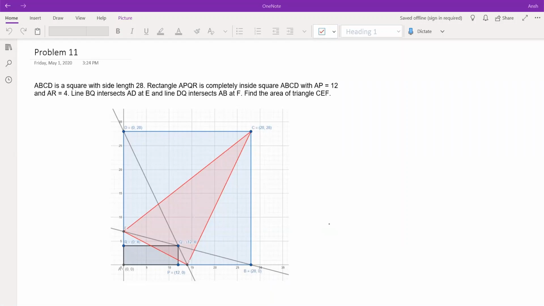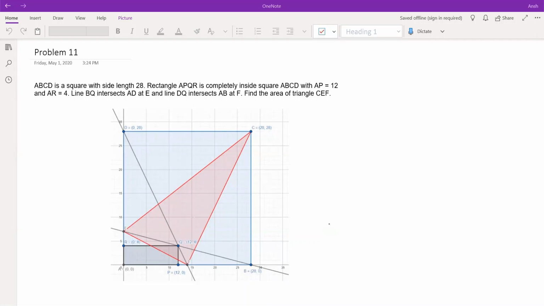So now it asks us for the intersection of BQ and AD and DQ and AB. And this is a telltale sign that we should use a coordinate bash, since it's asking us to find intersections of lines, which are really easy to find using coordinate geometry. So to find the intersection points, we first have to find the equations of the two lines DQ and BQ.